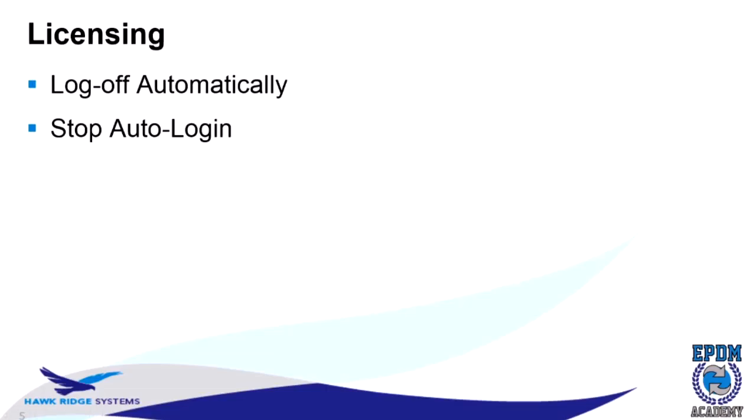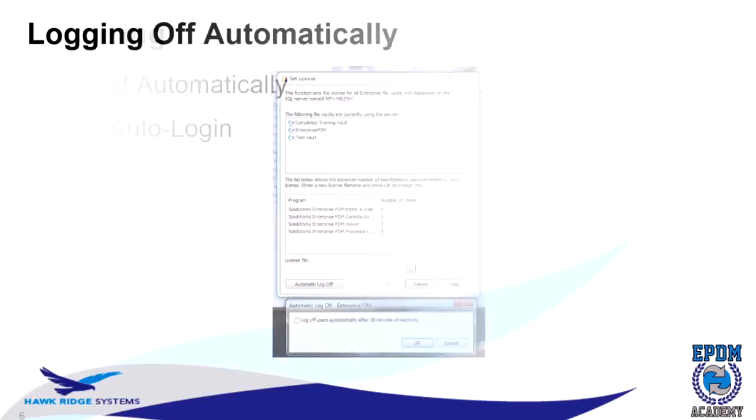All right, so what about licensing? How does licensing work with Enterprise PDM? How can I make sure that my users are logging off automatically so they're not hogging up licenses? Or how can I make sure that I'm logging in as the correct user in EPDM? So we'll talk about both of those issues here coming up. So the first thing that we'll address is logging off automatically.